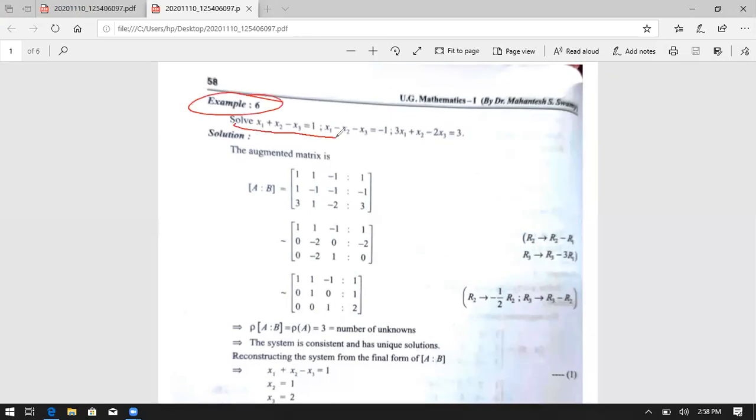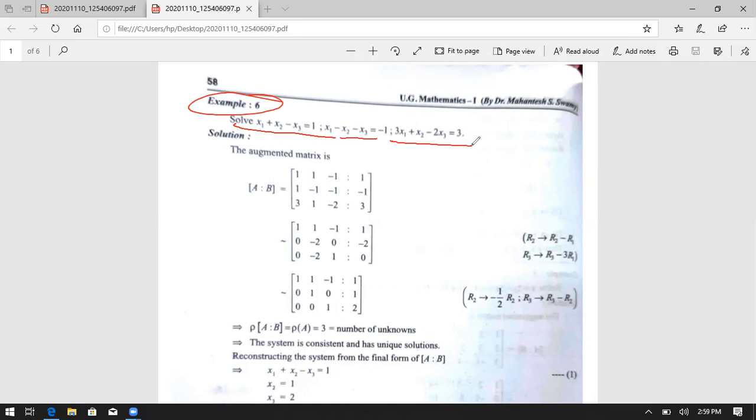It is x1 plus x2 minus x3 is equal to 1. Then the second equation is x1 minus x2 minus x3 is equal to minus 1. Then the third equation is 3x1 plus x2 minus 2x3 is equal to 3. This is your equation.